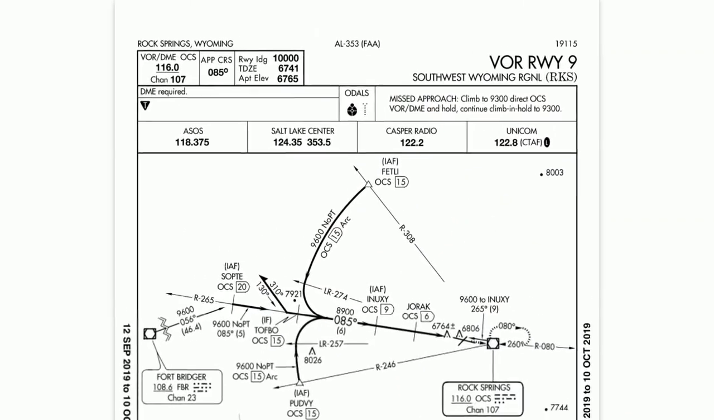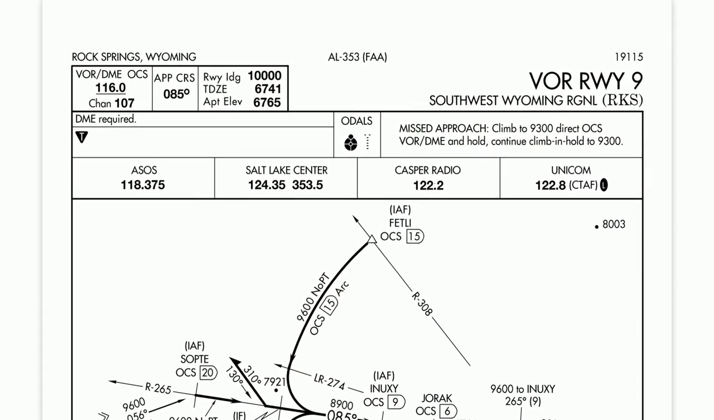Okay, so we looked at Santa Fe there. I want to show another example of why you can't always trust that procedure name. And so we'll take a look at Rock Springs here. This is the Rock Springs VOR to Runway 9. I've got an FAA chart, and it's got the new information box on it. So first of all, you can see this is the VOR to Runway 9. The procedure title says nothing about DME required.